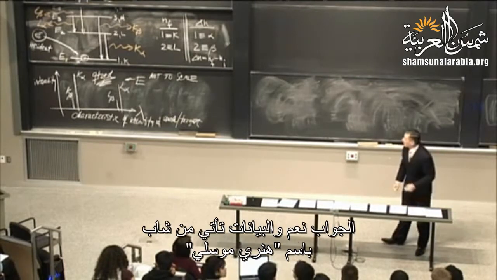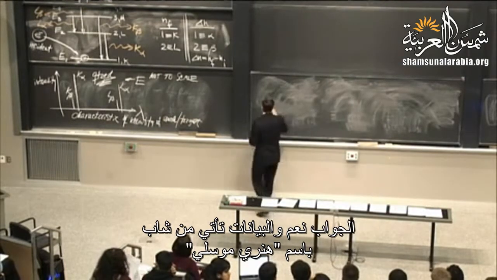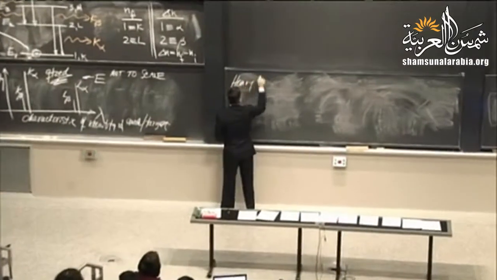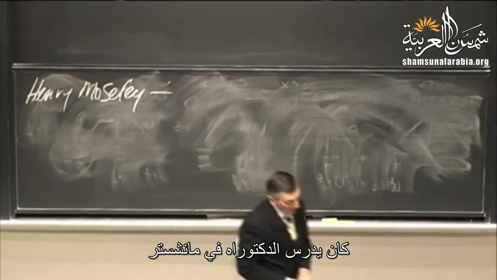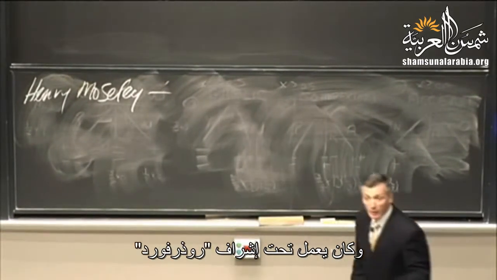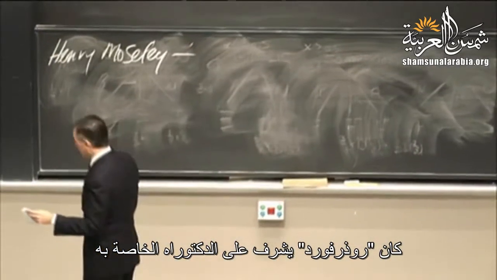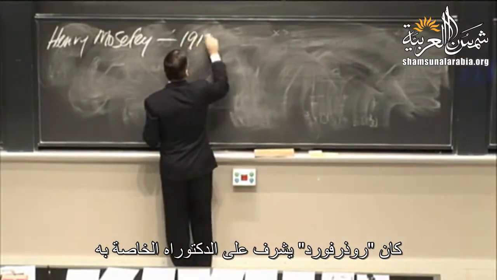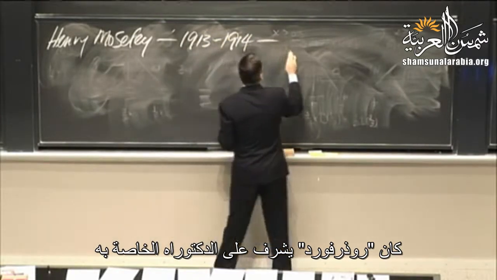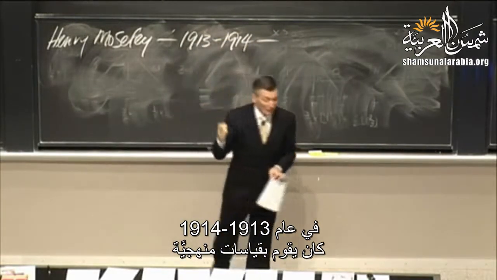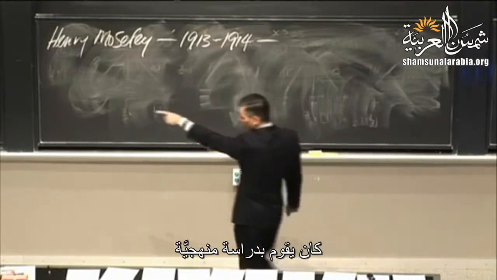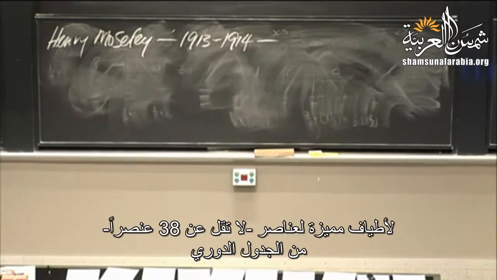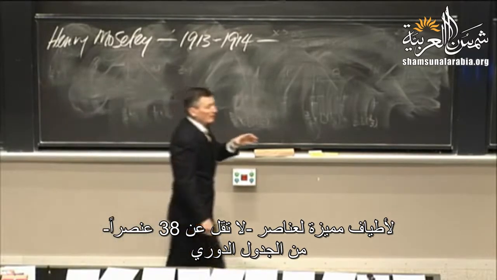Are there any data? The answer is yes, and the data come from a young man by the name of Henry Moseley. Henry Moseley was doing his PhD up in Manchester. He was working for Rutherford. Rutherford was his PhD thesis supervisor. In 1913, 1914, he was making systematic measurements. He was conducting a systematic study of the characteristic spectra of no fewer than 38 elements of the periodic table.